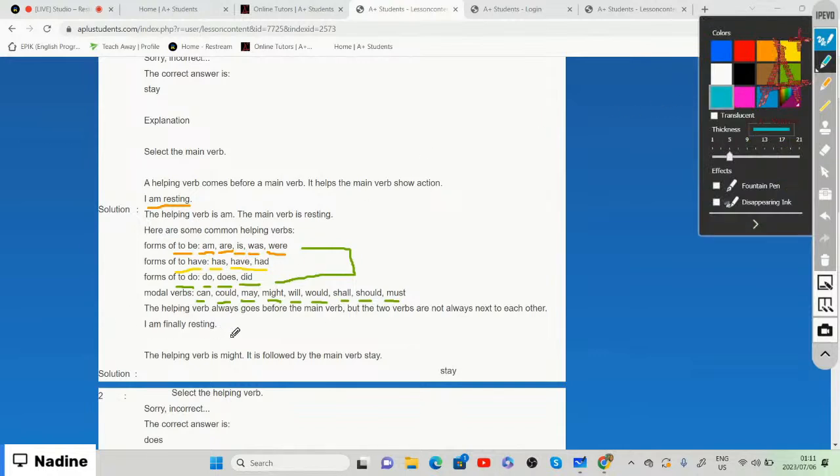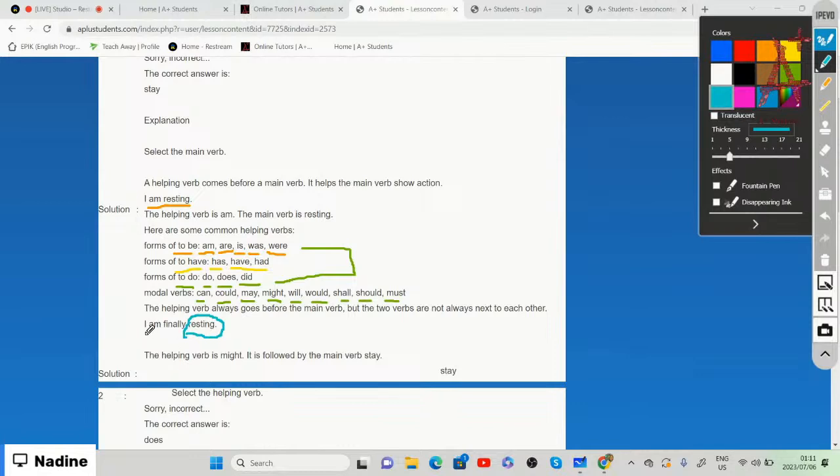I am finally resting, right? Before we choose the helping verb, let us choose the main verb. The main verb is resting. What I'm going to do is circle the main verb, and then underline the helping verb. So the main verb is resting, and now we need to underline and choose the helping verb.